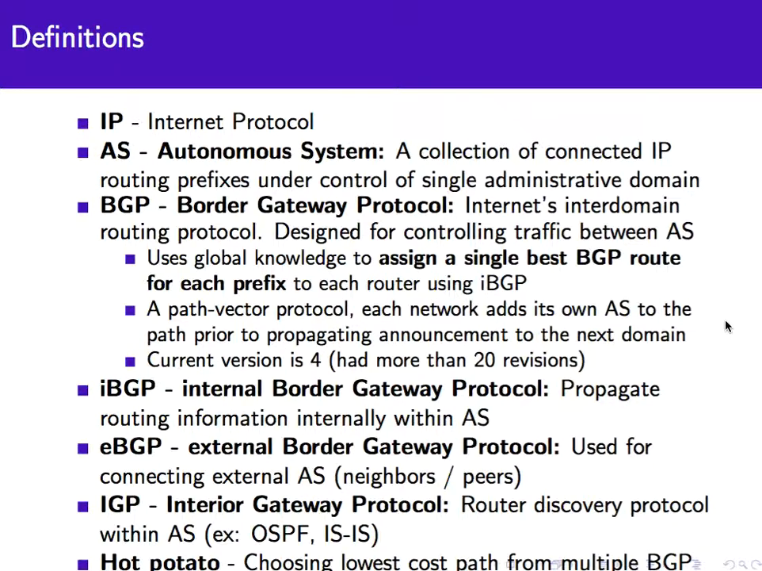IGP is the Interior Gateway Protocol. It's a router discovery protocol used for discovering routers within an autonomous system. For example, there are two well-known protocols for doing that, using reliable flooding: OSPF and IS-IS. Then there is another called hot potato. It's choosing the lowest cost path from multiple BGP routes.